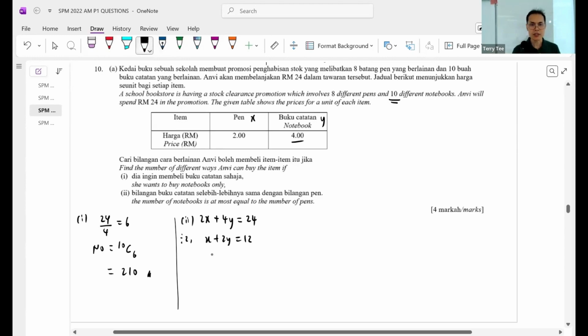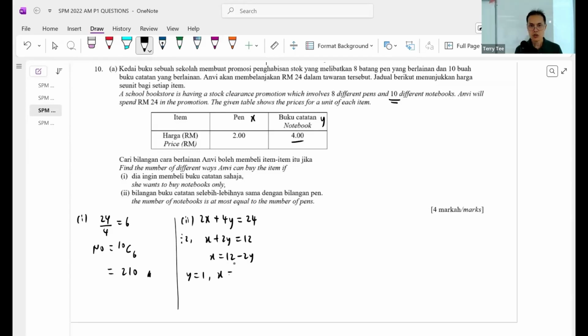So maybe you think of it like this: X equals 12 minus 2Y. When Y is 1, which means you buy 1 notebook, what is your X? 12 minus 2, 10. Question is, can we buy 10? No, pen is X. Can we buy 10 pens? Cannot. Why? How many pens do you have? 8.